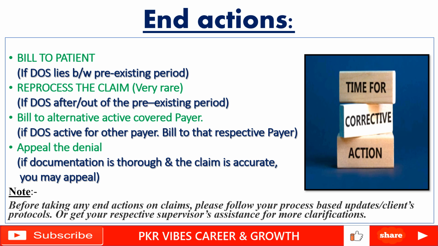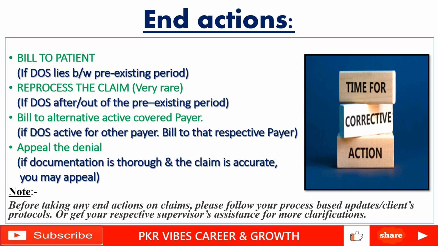At that time, our option is to bill the insurance instead of the patient, because in our healthcare domain we have to keep this point as a note: always bill to insurance, not to the patient. If there is no insurance, no source, no alternate way, finally we can go to bill the patient. So before that, if any insurance is available, bill that respective payer, which is a better option compared to billing the patient. So here the third action on a CO 51 denial in medical billing is bill to the alternate active covered payer.